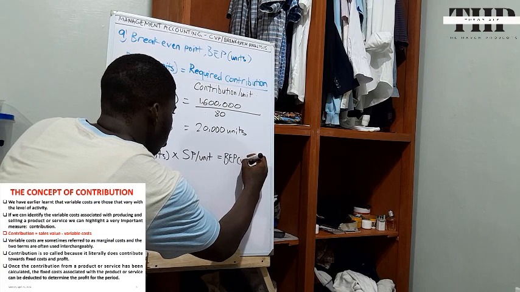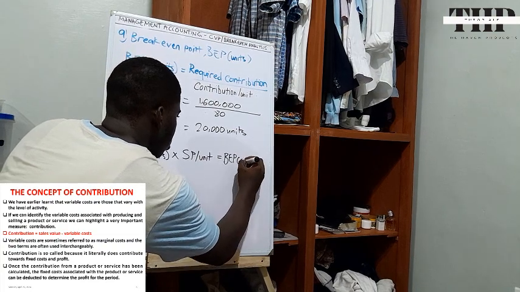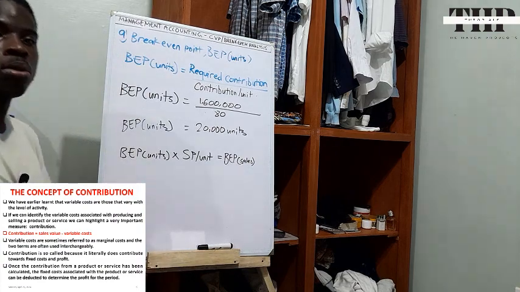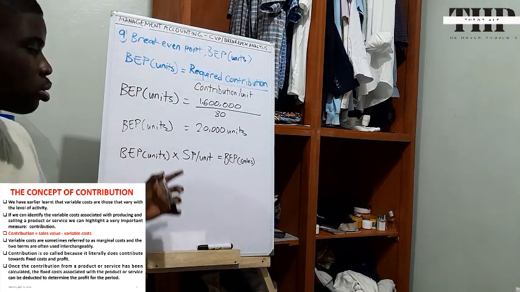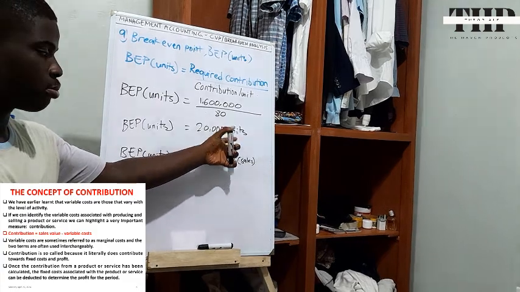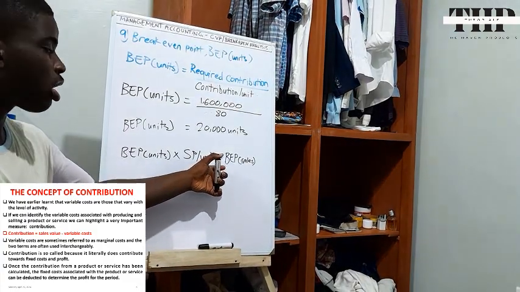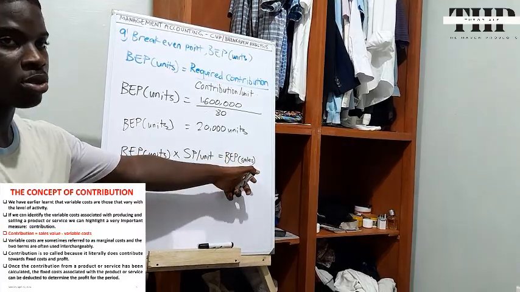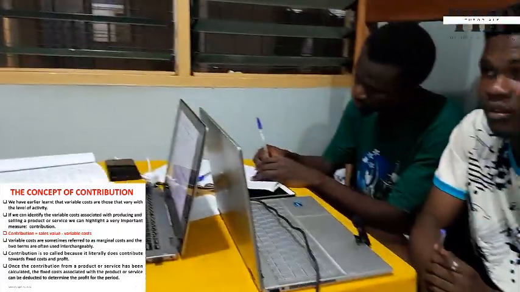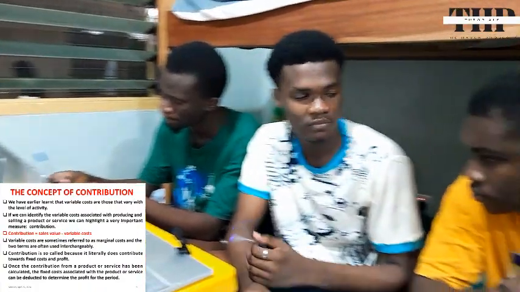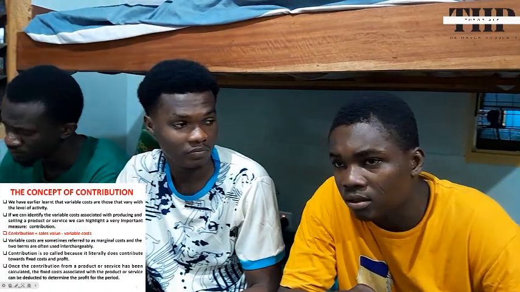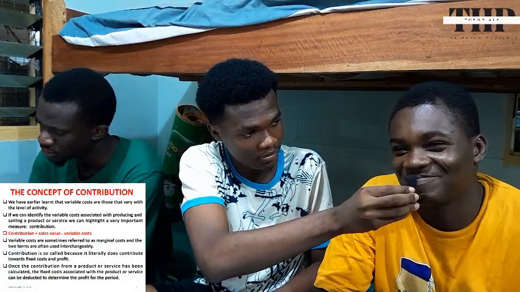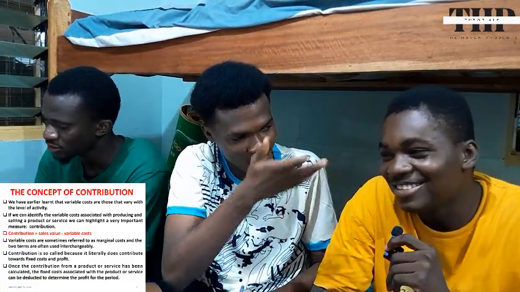20,000 units. So we just multiply this 20,000 units by the selling price per unit to get our break-even point in sales. You multiply what by what? The break-even point. We are supposed to find break-even point in sales units and value per month. So you are finding the value.